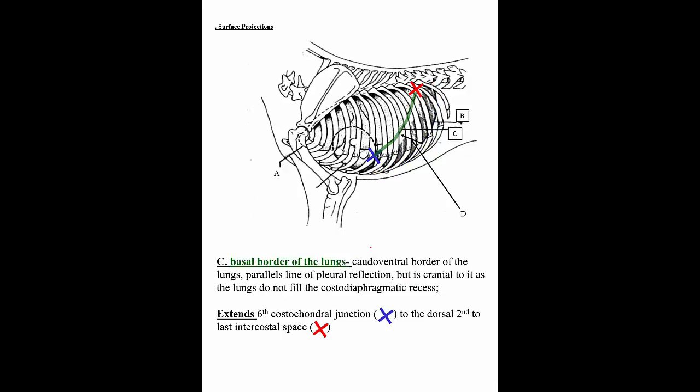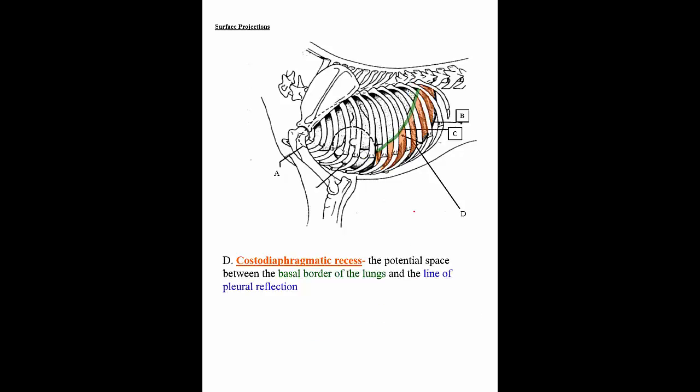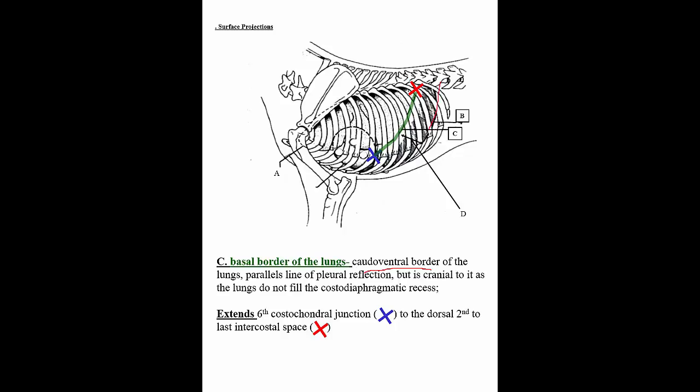The basal border of the lungs is the actual caudal ventral border of the lungs. It parallels the line of pleural reflection, which we just defined as this line right here between the angle of the last rib and the 8th costal cartilage. The basal border of the lungs, again the caudal ventral border, parallels this line of pleural reflection. It's cranial to it, and basically it runs from the 6th costochondral junction, or this blue X, up to the dorsal aspect of the second to last intercostal space, which is shown here with the red X.